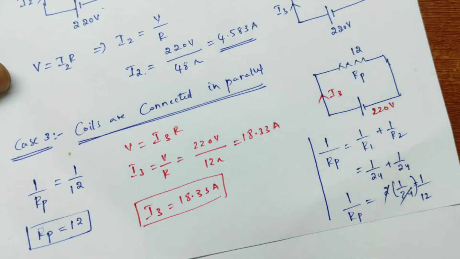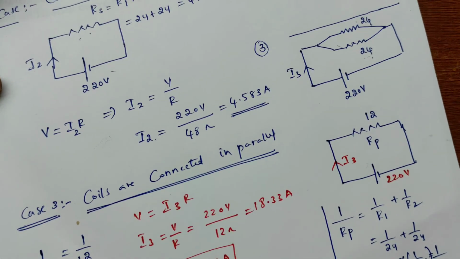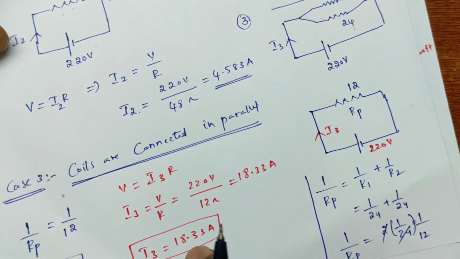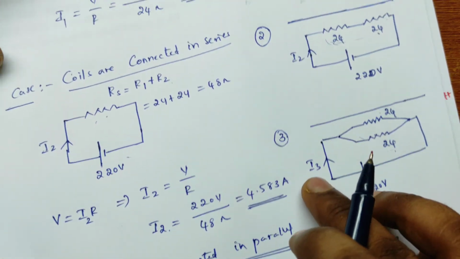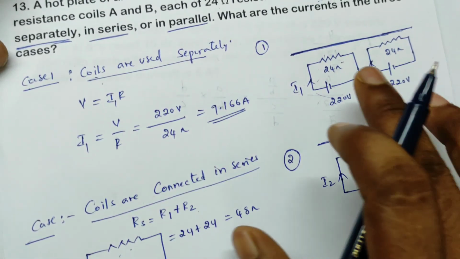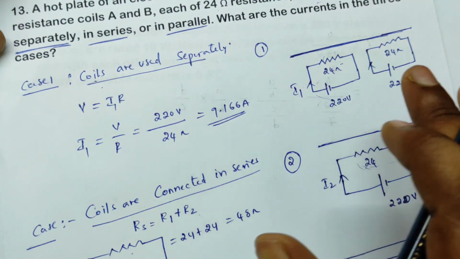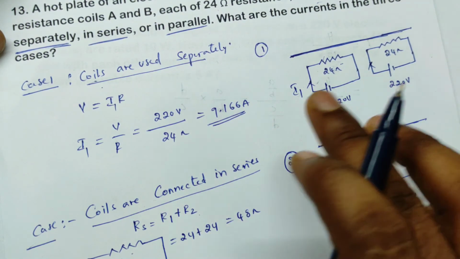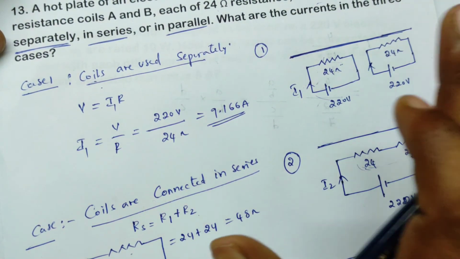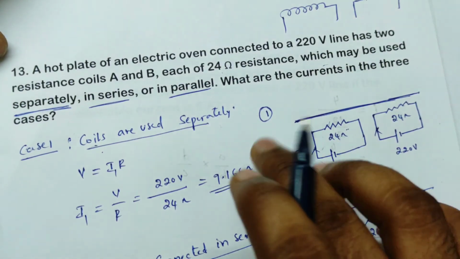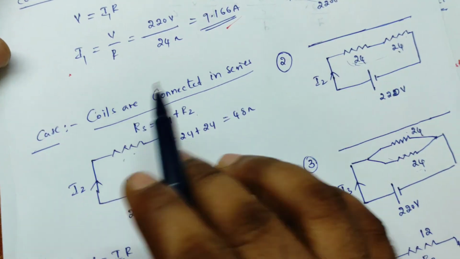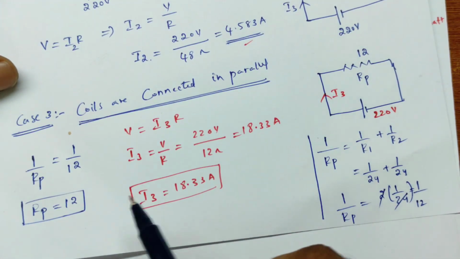So from all the cases, what did we find out? If we use the coils in parallel, we need more current: 18.33 amperes it will consume. If you connect in series, it will consume only 4.583 amperes. If you use them separately, not connecting in series or in parallel, it will consume only 9.166 amperes per coil. So what they asked here is the currents in three cases. This is the case 1 current, this is the case 2 current, and this is the case 3 current.